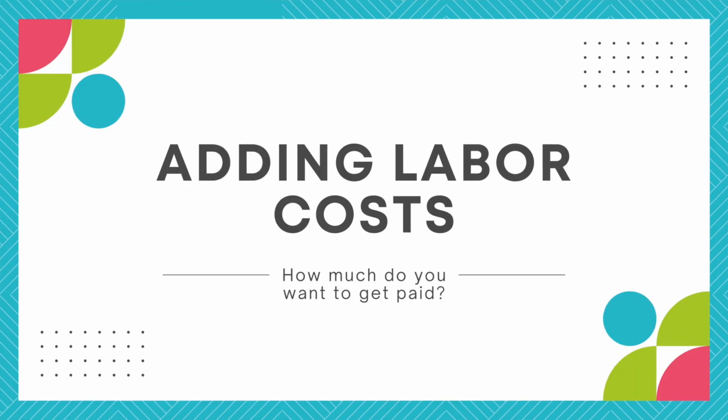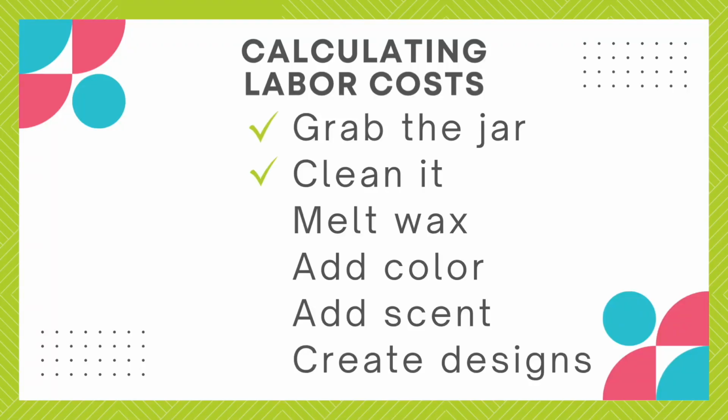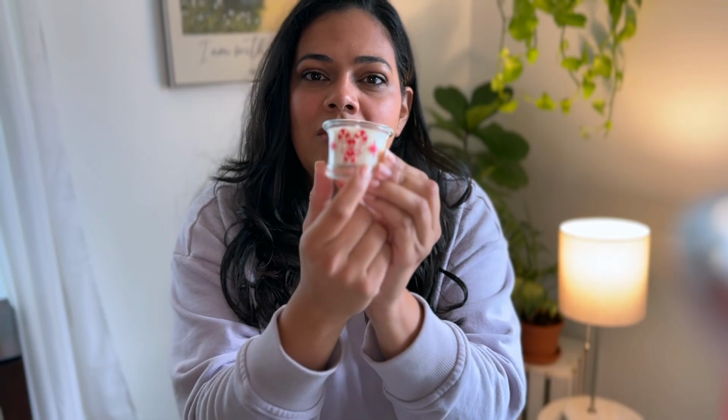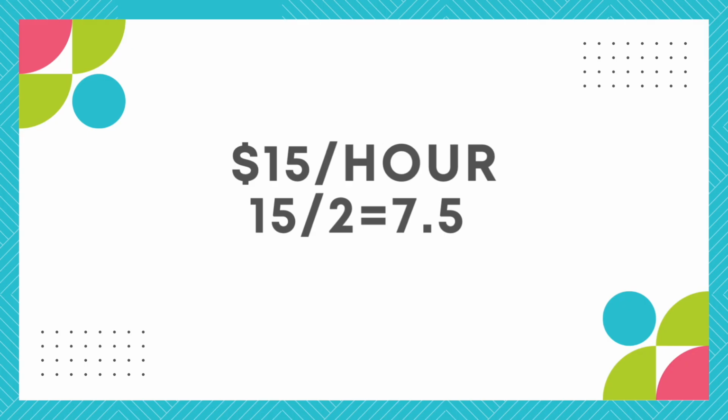The next thing we're going to do is add your labor. Think about how long it takes you to make each product. In this case, again, we're working with this little candle. How long is it taking me to grab the jar, clean it out, melt the wax, add the color, add the scents, all that? How long is it taking you? Even creating these tiny little vinyl decals that I have right here. Now you need to think about how much you want to pay yourself for this labor. So if you want to pay yourself $15 an hour and it takes you 30 minutes to make the candle, then that would be about $7.50 in labor costs.